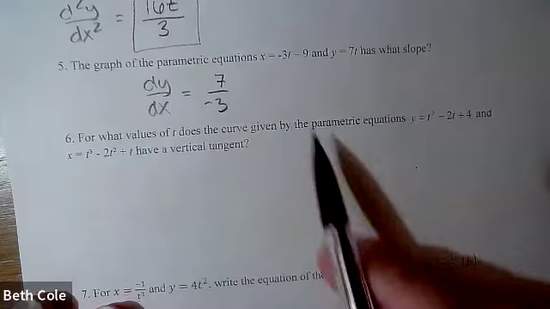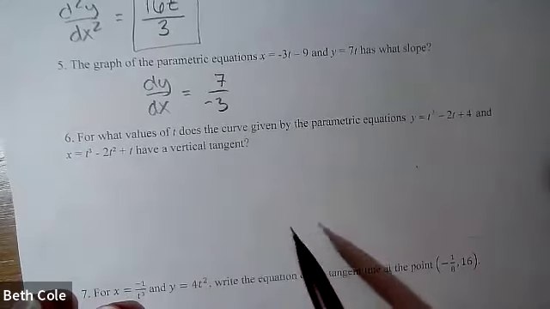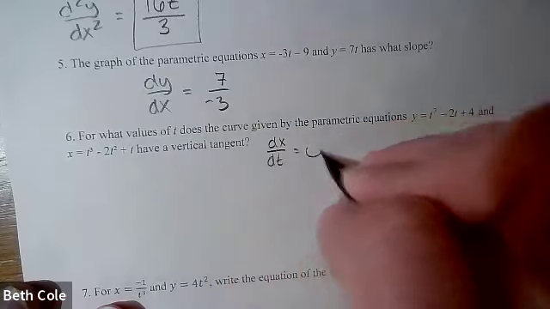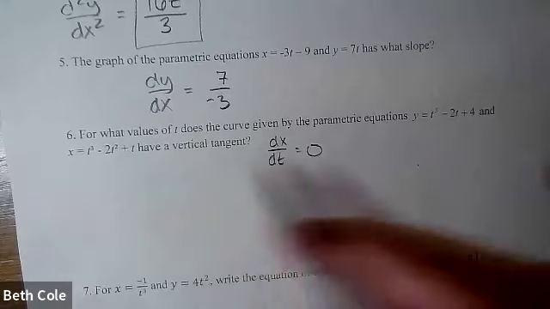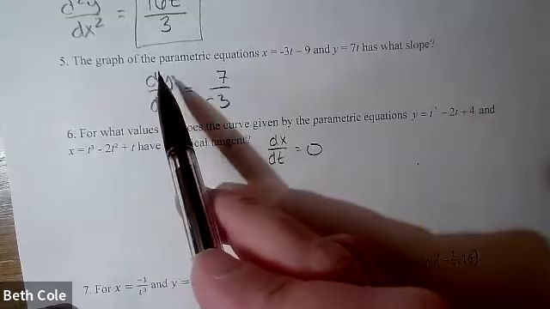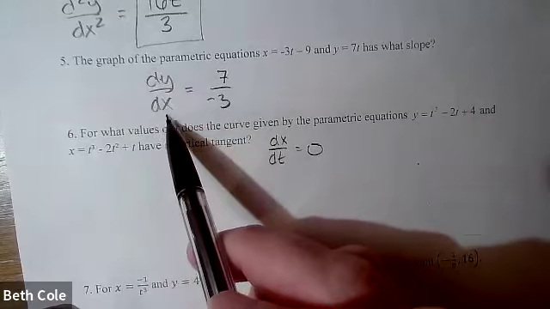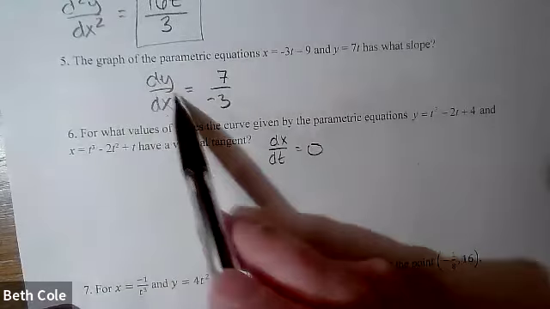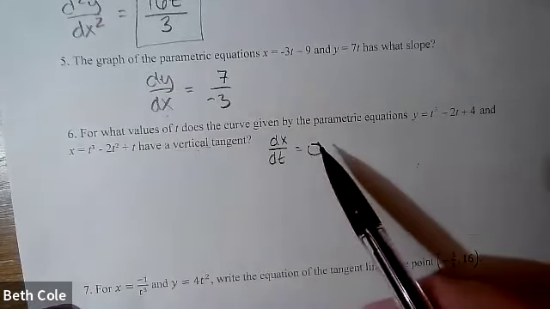All right, for what values of t does this curve with these parametric equations have a vertical tangent line? That means dx/dt equals 0. If it's a horizontal tangent line, it would be dy/dt equals 0. And if you think of your dy/dt being the numerator and your dx/dt being the denominator, that's how that matches up. We want a 0 denominator for an undefined slope, vertical line.